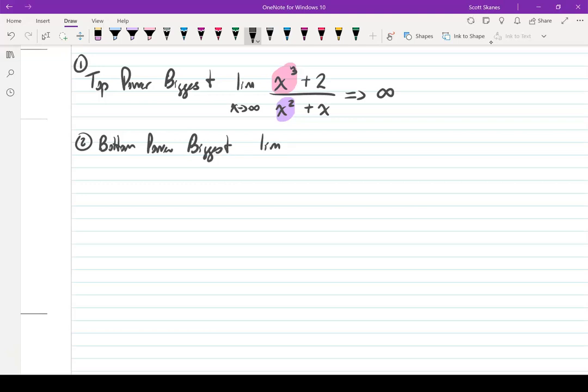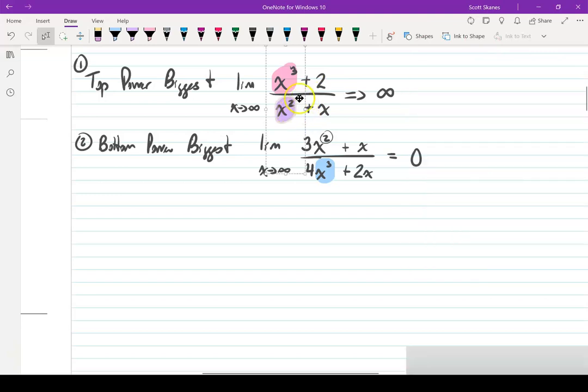And what that means for us is, for example, on the top you might have a squared term as your biggest power, plus x. It doesn't really matter what these terms are. Let's just say this is 3x squared. And this is like 4x to the power of 3 plus 2x or something like that. It really doesn't matter what the other things are. The most important thing is that the biggest power is on the bottom compared to the top. That's always going to evaluate to a 0. Okay? So if the top power is the biggest, it's going to give infinity. If the bottom power is the biggest, it's going to give 0.